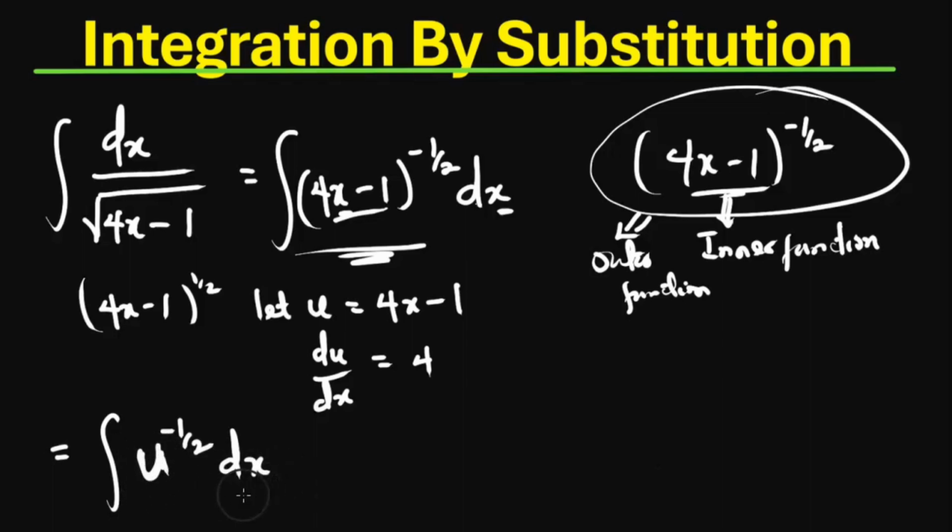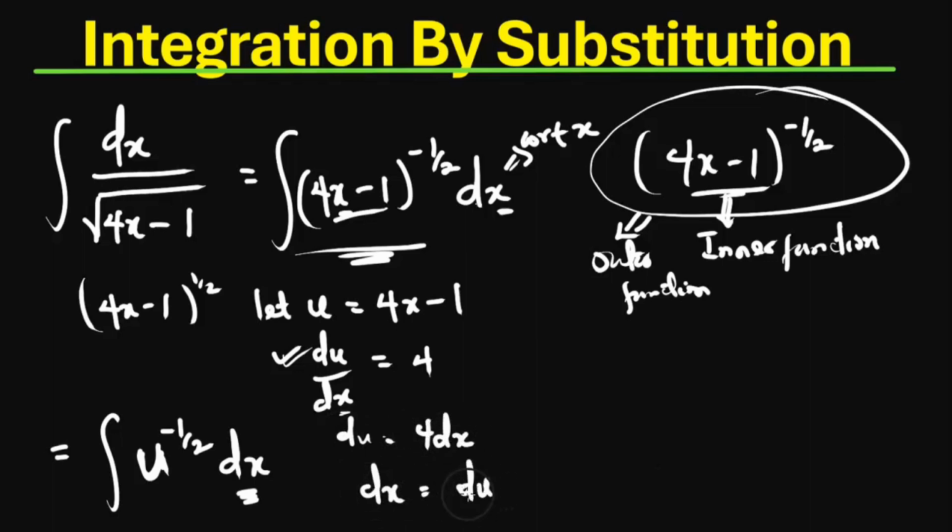This is u raised to power minus half dx, but what we have here is u. This dx means with respect to x, but we want this integral to be with respect to u, which is the variable we are changing it to. We are changing x to u. So we make dx the subject. When you cross multiply, you have du equals 4 dx, and then dx equals du over 4.